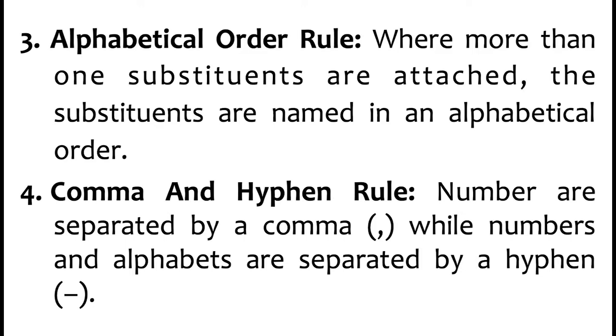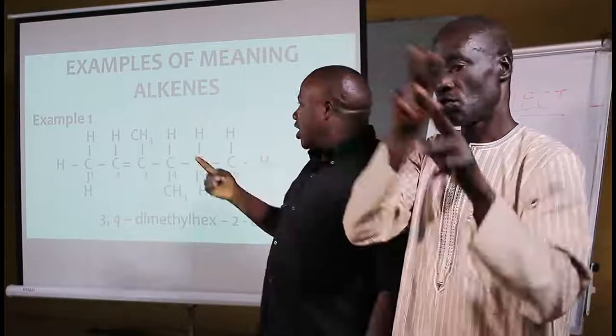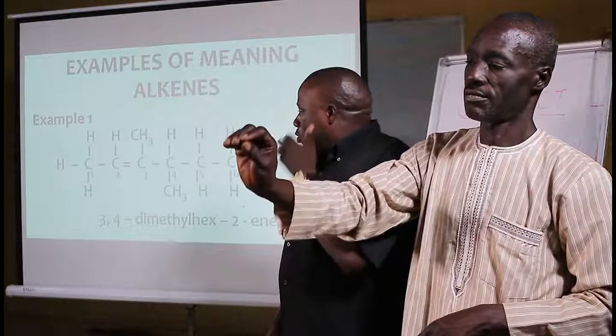As we are going to see a typical example of how to name this compound, look at it. We have this compound above: CH3, CH, with a double bond, C, bracket CH3, with a CH bracket CH3, CH2, and H. That is the compound, as you can see on the board. Now we want to name this compound.